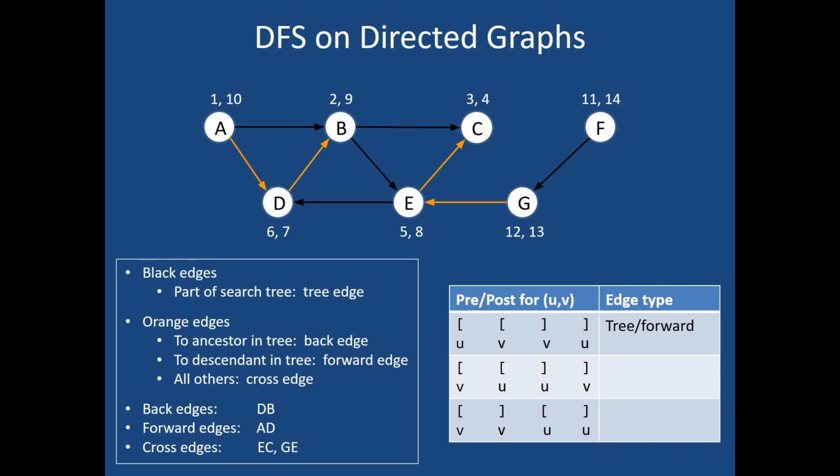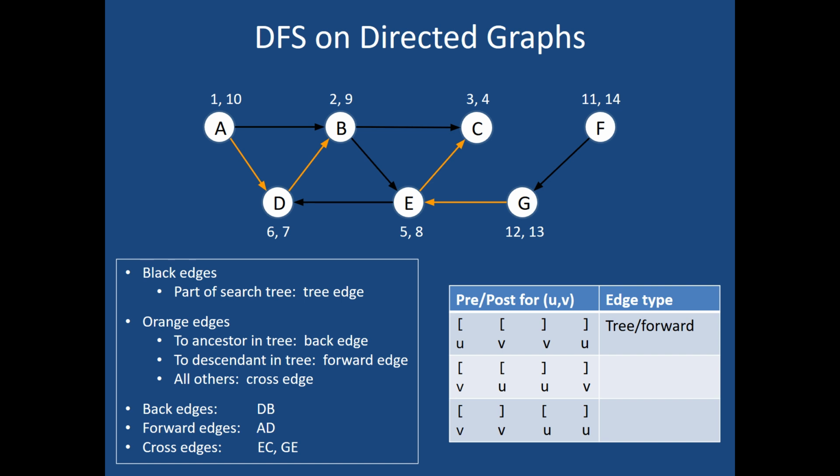So remember, the edge is from U to V. It's a directed edge from U to V, but V gets its pre-time first before U does. And then U's times are nested inside of V. Where do you see that? Look at the orange edges and look for that pattern. So the destination vertex has the earliest pre-time.